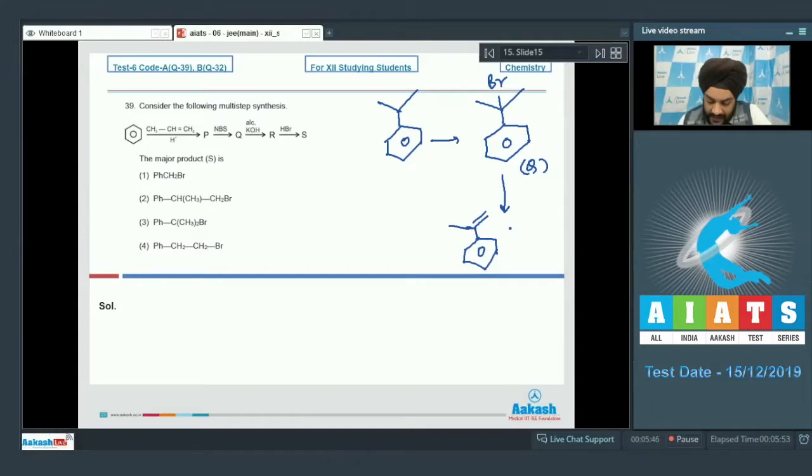Okay. Now it is allowed to react with HBr. So HBr will be added according to the Markovnikov rule, and we are going to get the formation of this compound again. Okay. So students, if we talk about the product S which is formed, we can clearly see that it is given in option 3. So students, for this question we have to mark the answer as option 3. Let us look at the next question now.